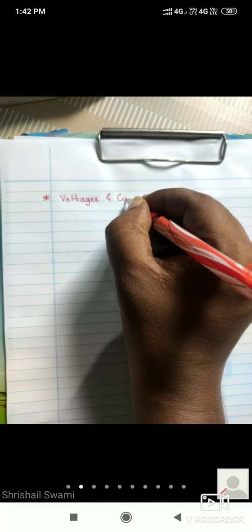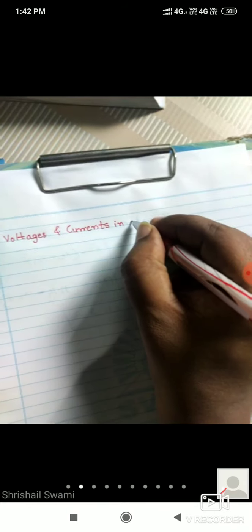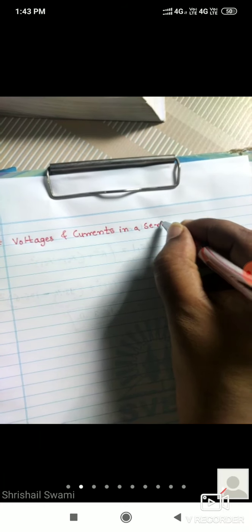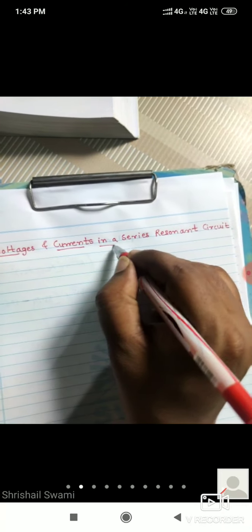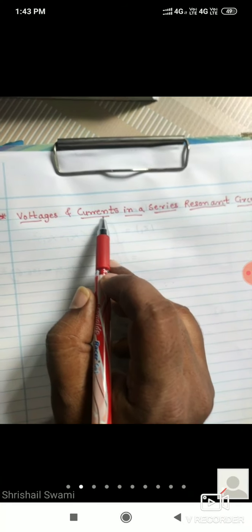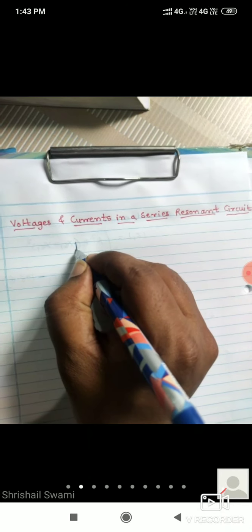Voltages and currents in a series resonance circuit. So this point we are going to start. First of all, we will start with the current. Once we complete the current, then we will move towards the voltage. Now for that, I will draw the series resonance circuit.